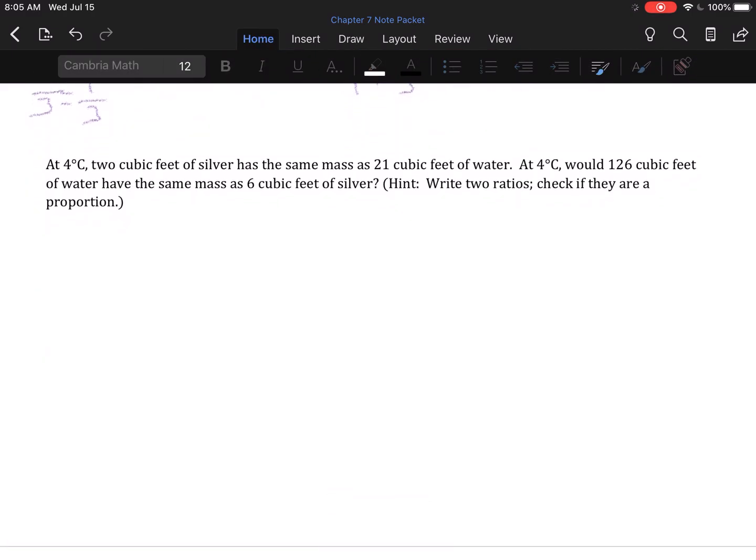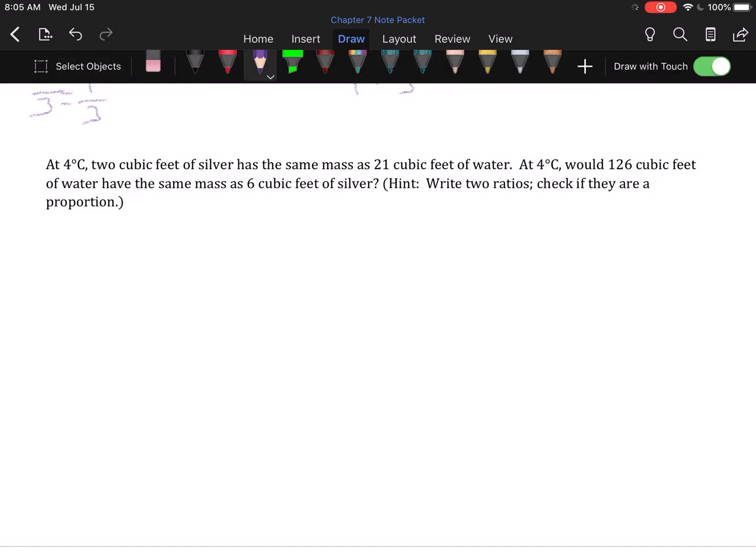And a word problem to wrap this section up. At 4 degrees Celsius, centigrade, same word, 2 cubic feet of silver has the same mass as 21 cubic feet of water. At the same temperature, would 126 cubic feet of water have the same mass as 6 cubic feet of silver? And we're given the hint to write two ratios and check if they're a proportion.